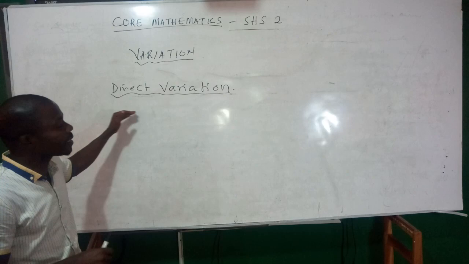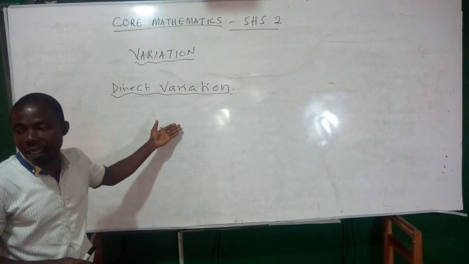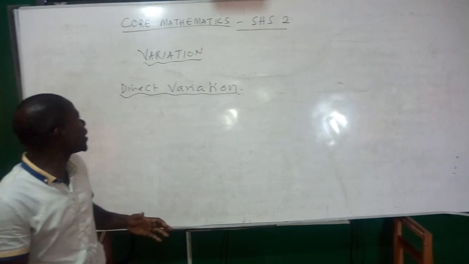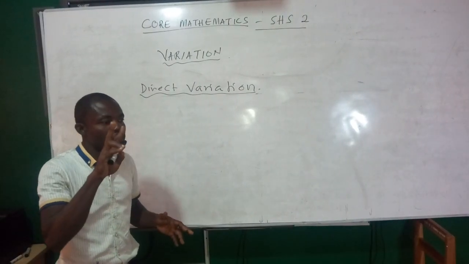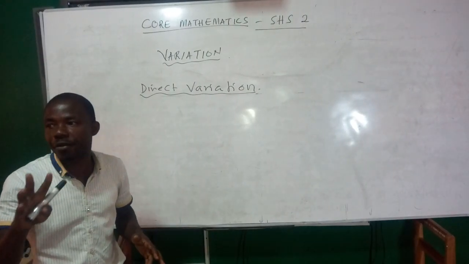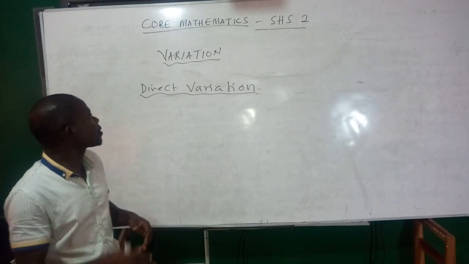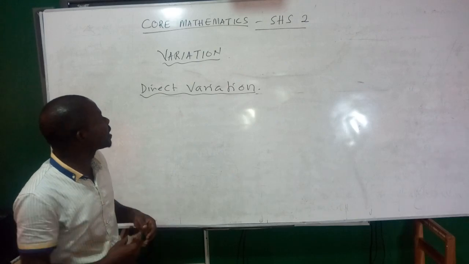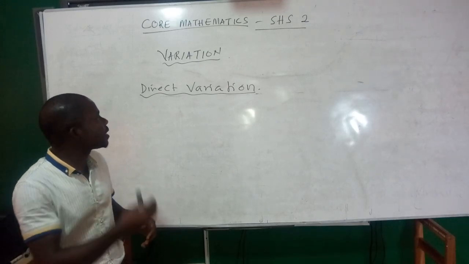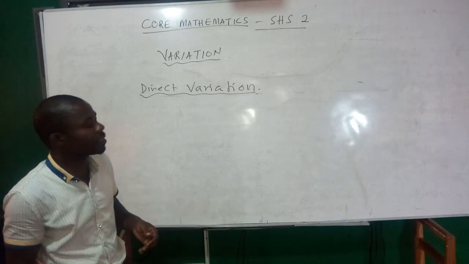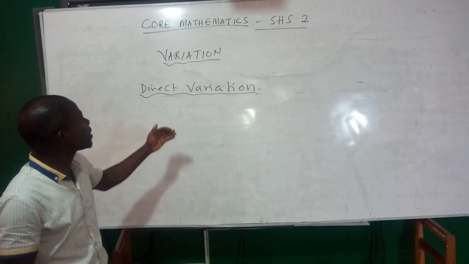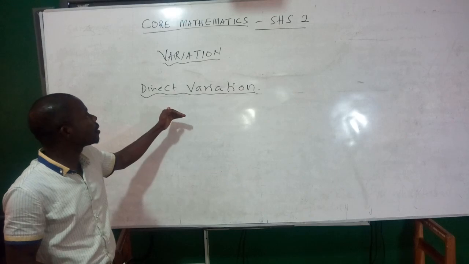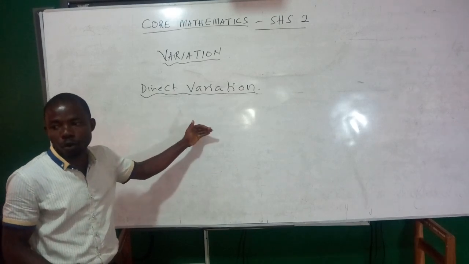So you can write it down as you are learning. Direct variation is the relationship between two variables, such that an increase in one causes an increase in the other, and a decrease in one causes a decrease in the other. This is also known as the linear variation or linear proportion.